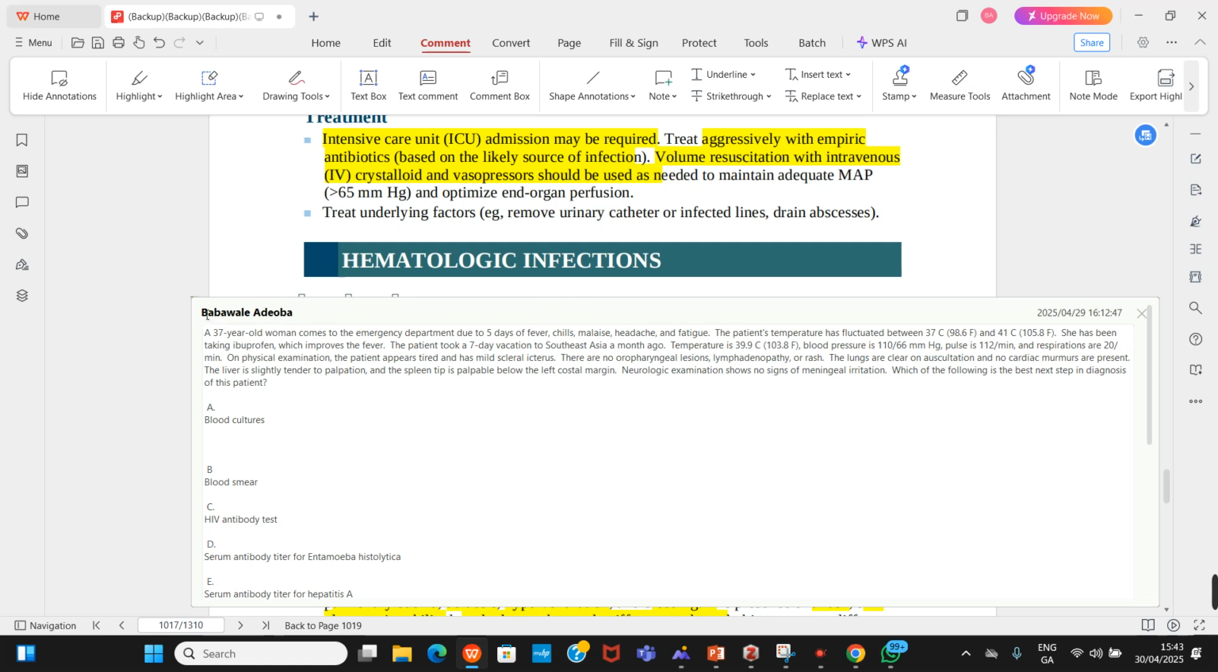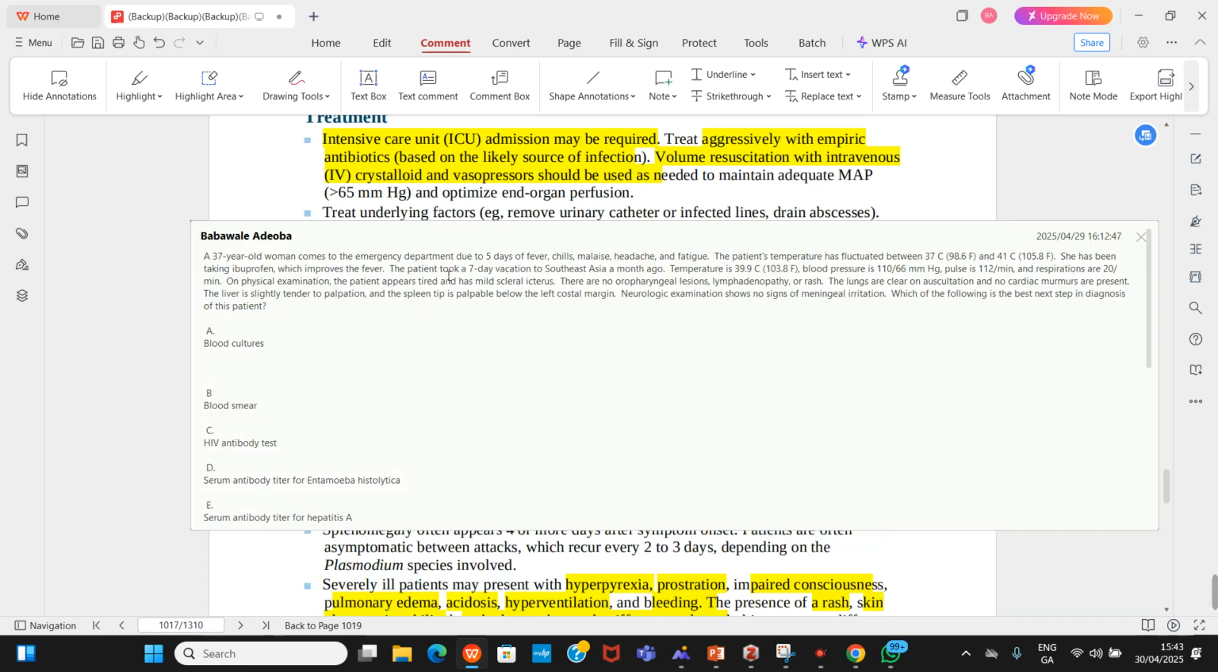So this is a 37-year-old woman who comes to the emergency department due to a 5-day history of fever, chills, malaise, headache, and fatigue. The patient's temperature has fluctuated between 37 and 41 degrees Celsius. She has been taking ibuprofen, which improves the fever. The patient took a 7-day vacation to Southeast Asia a month ago. The temperature is 39.9. Blood pressure is 110. On examination, the patient appeared tired and had mild scleral icterus. There are no oropharyngeal lesions, lymphadenopathy, or rash.